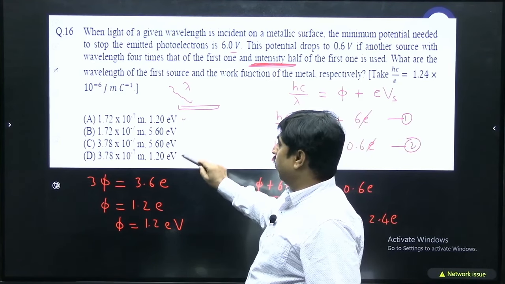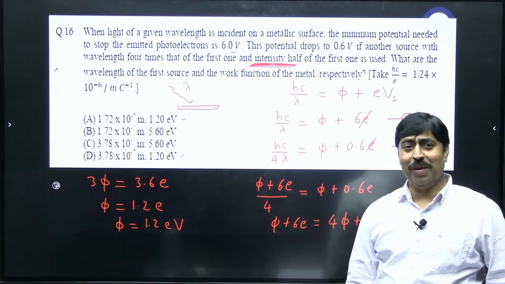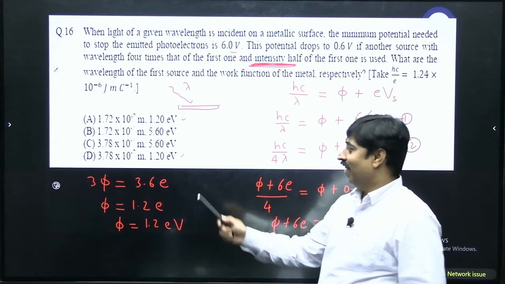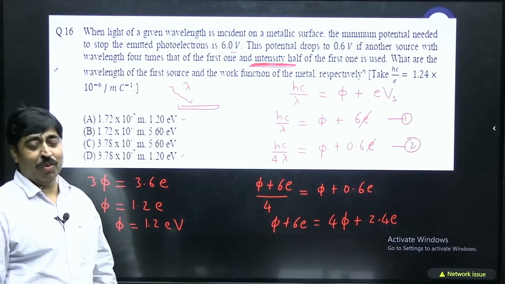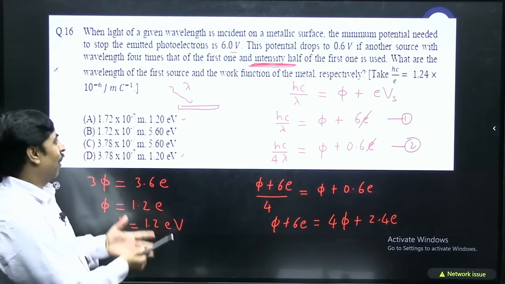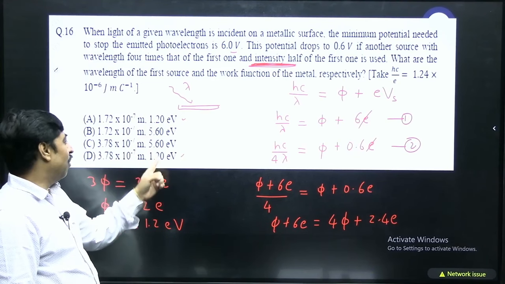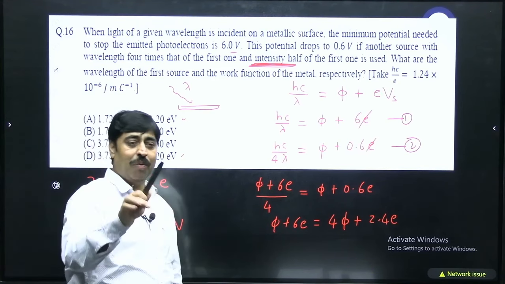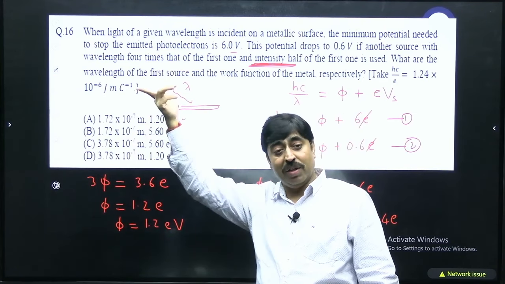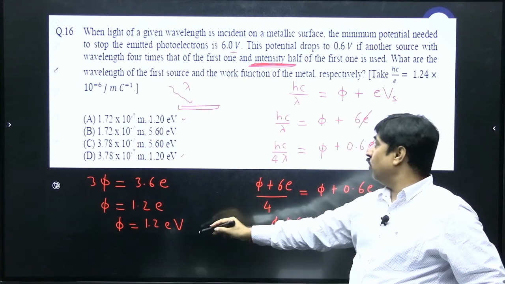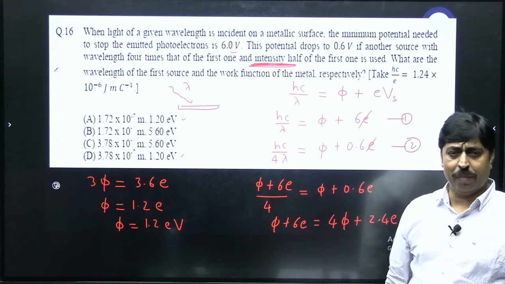Now 1.2 and 1.2 are placed at two locations. Very intelligent people are making this. Actually, if it were 1.7 here, I would have ticked this one as the right option. I would not have calculated the wavelength. But here, since there are two options which have the same value of work function, I would have to calculate the wavelength, not the work function. How will I do that? I will substitute this value of phi in any one of these two equations and simplify for lambda.